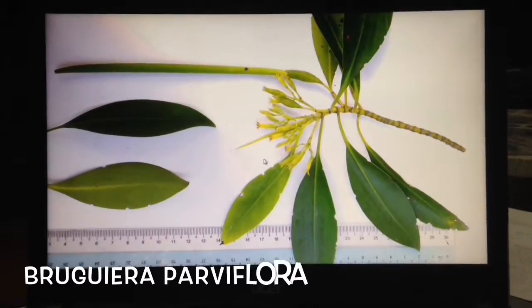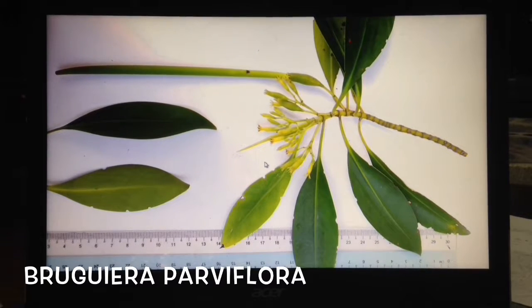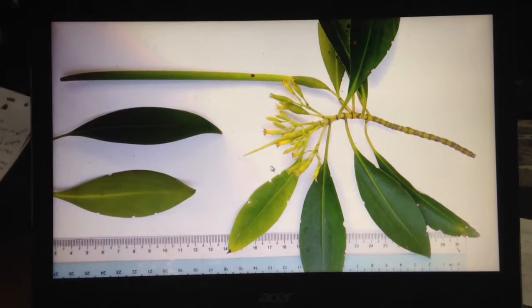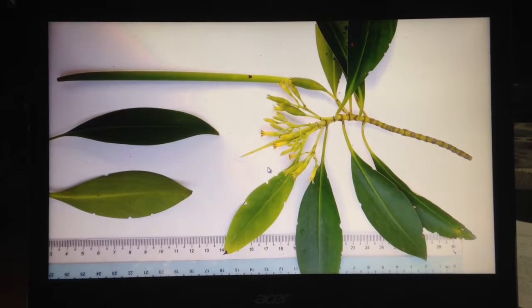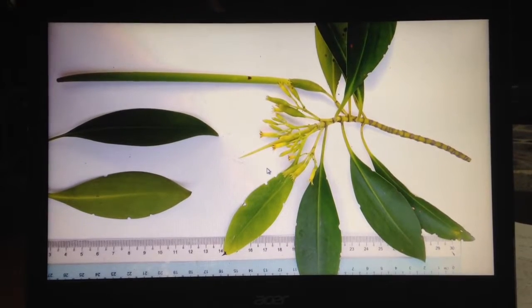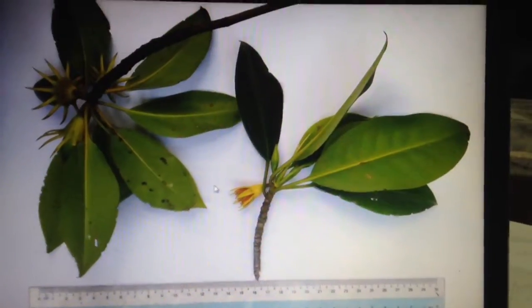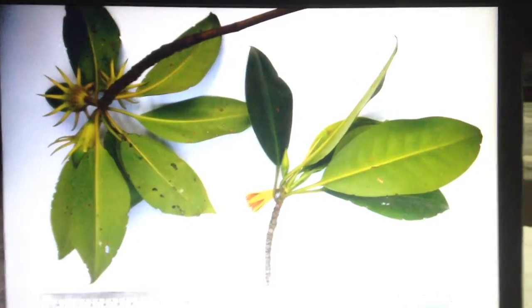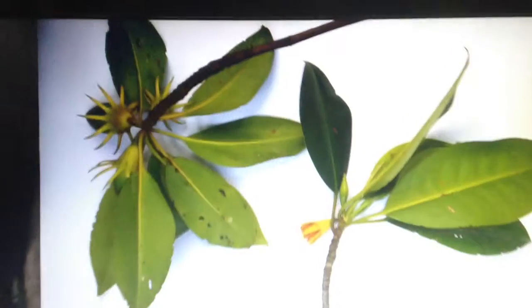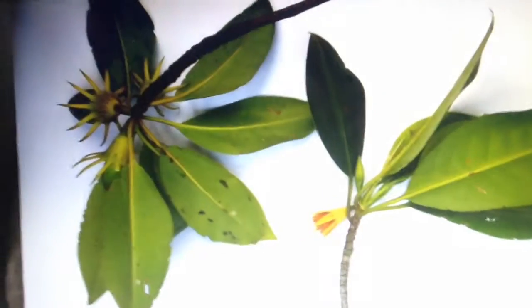And here we have a specimen that we have identified as Bruguiera parviflora. To differentiate this from other Bruguiera, this one has long fruit and the crown is small and closed. As you can see here, this is another species of Bruguiera, but the fruit is slightly different. The fruit is round and the crown is slightly longer but still closing on to the fruit.